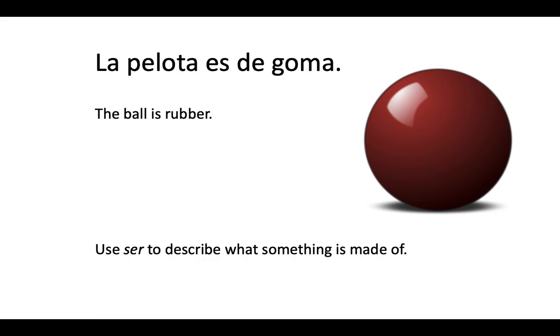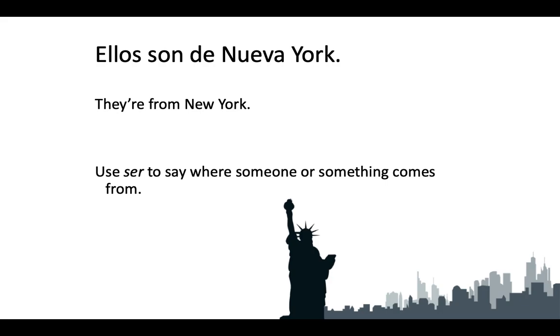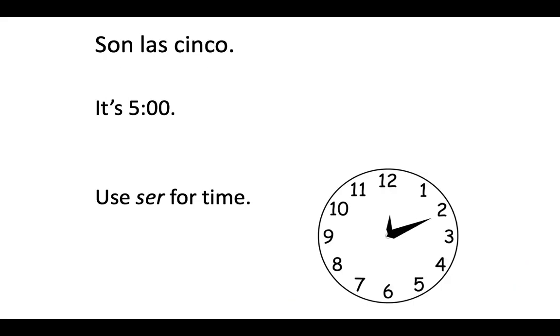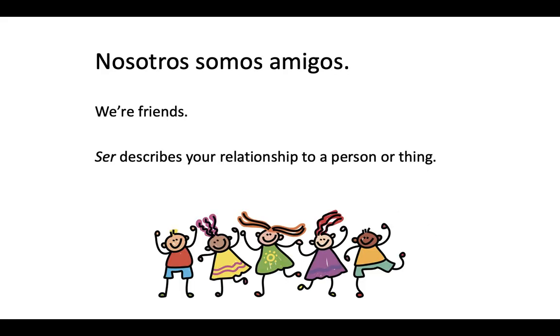What something is made of. Where something or someone comes from. So this is origin, not current location. For telling time, eventually I'll make a video on telling time in Spanish. Your relationship to a person or thing. So the example I give is nosotros somos amigos, we are friends, but this can be really any relationship to any person or anything, from saying she is my mother to this is my pencil, a relationship.